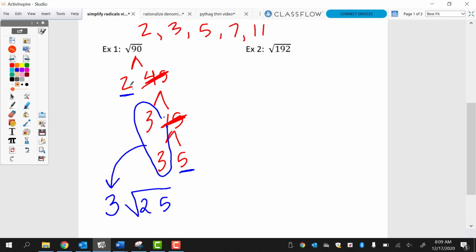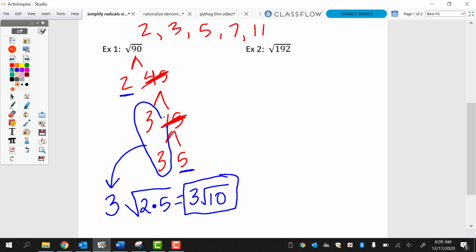And I said, well, if you have 2 numbers that are left over, you need to multiply them. So we're going to do 2 times 5 on the inside. So final answer, 3 is still on the outside. Square root is still there. 2 times 5 is 10. So final answer is 3 square root of 10. Okay.